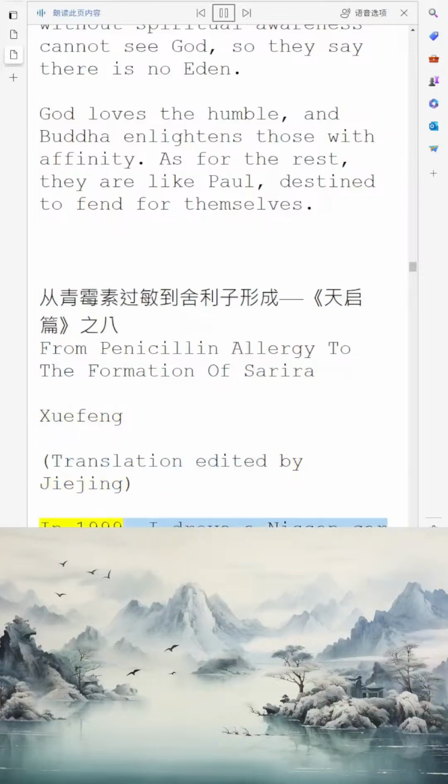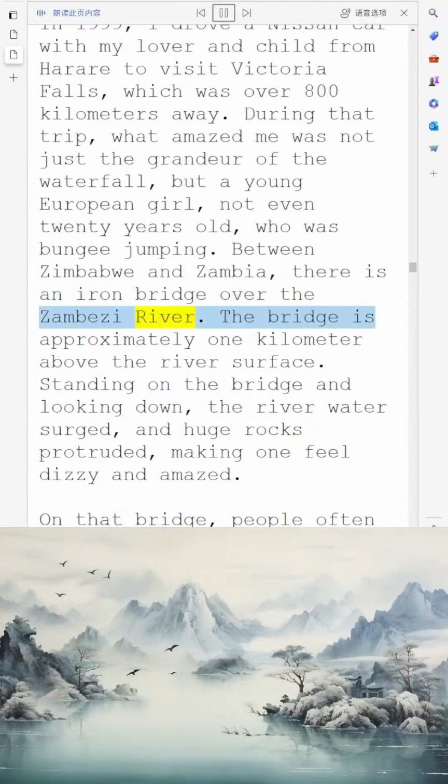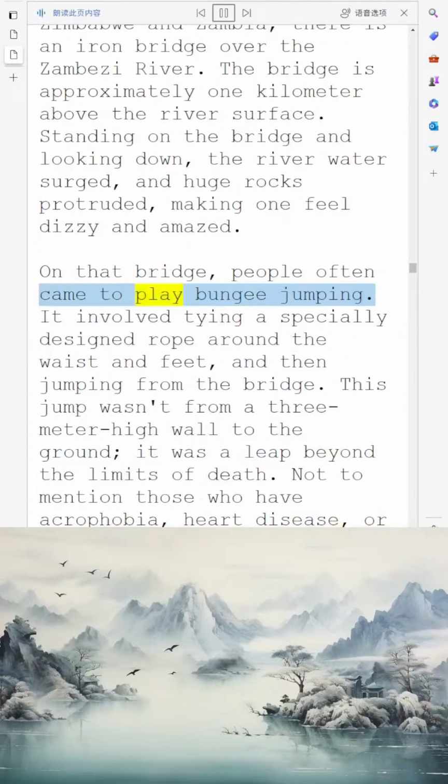In 1999, I drove a Nissan car with my lover and child from Harare to visit Victoria Falls, which was over 800 kilometers away. During that trip, what amazed me was not just the grandeur of the waterfall, but a young European girl, not even 20 years old, who was bungee jumping. Between Zimbabwe and Zambia, there is an iron bridge over the Zambezi River. The bridge is approximately 1 kilometer above the river surface. Standing on the bridge and looking down, the river water surged and huge rocks protruded, making one feel dizzy and amazed. On that bridge, people often came to play bungee jumping.